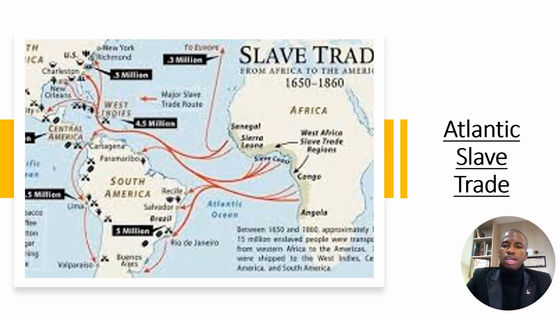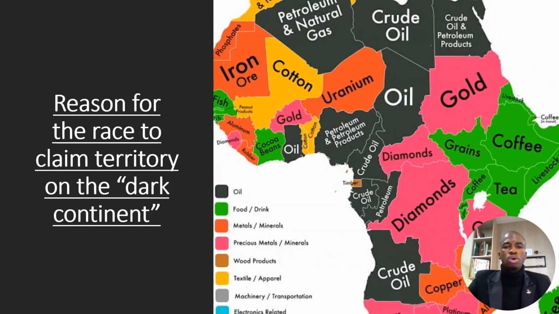In this slide, we're looking at the Atlantic slave trade route. Most of the slaves were shipped from Africa to the Americas. Countries like Senegal, Angola, and Congo provided slaves. We should also take note that millions of slaves were transported from Africa to the Americas. Next, we are looking at the reason for the race to claim territory in Africa, or on the dark continent.